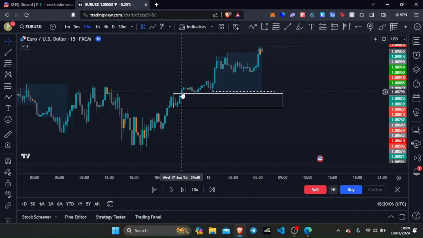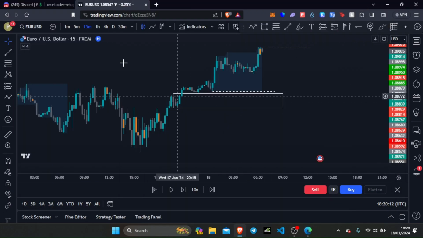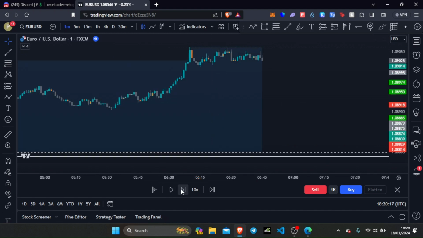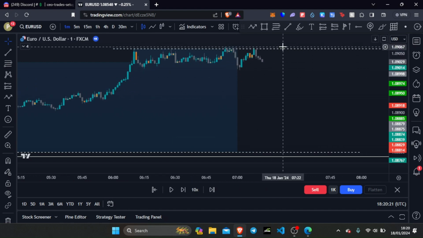So I had this area marked out, and then from then on we go back onto the framework, and now we're simply waiting for a market structure shift. So if we drop back to the 1 minute, we can play price on and we can see what happens. Let me just quickly refine this as well.